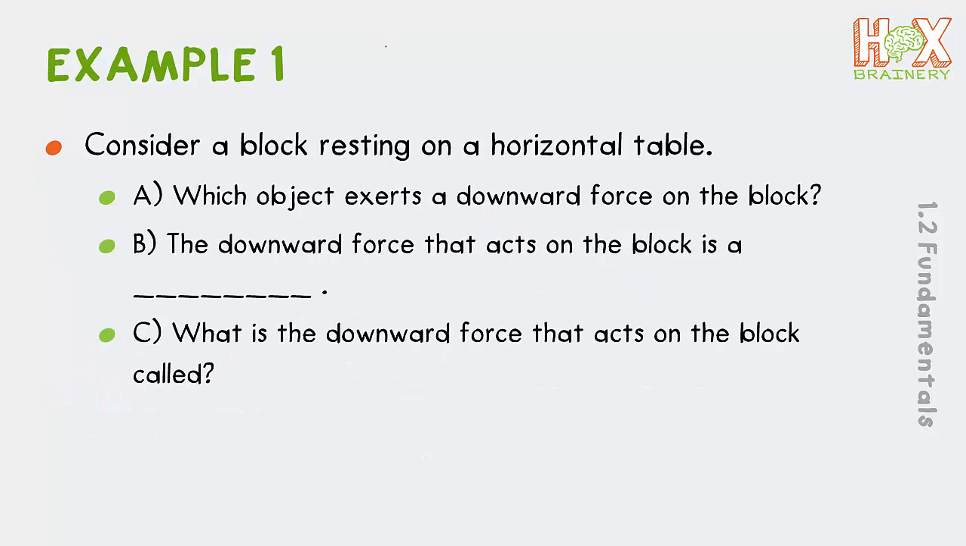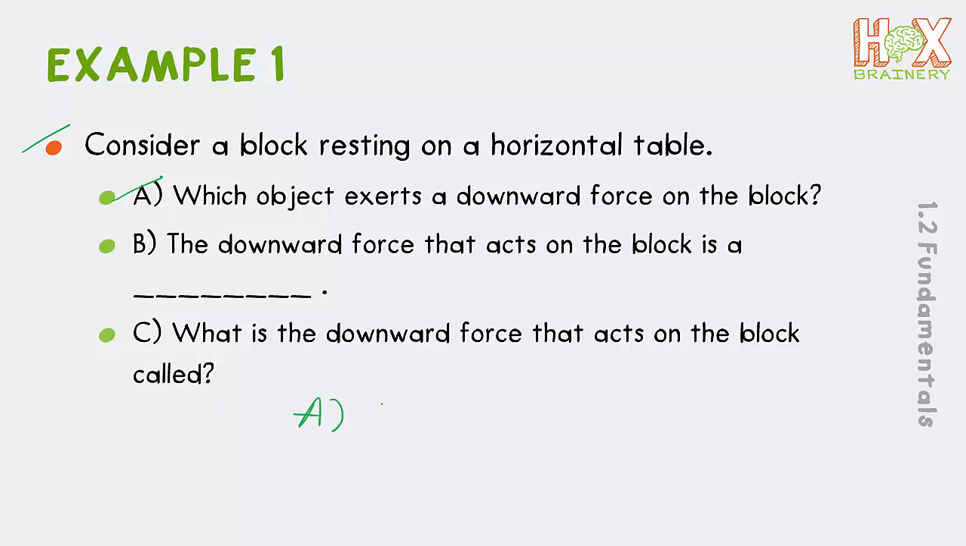In this section, we went over the 4 basic quantities, a few simplifications, and Newton's laws. So now I want to go over a couple of quick examples just to test our knowledge and make sure that we're comprehending this information well. For example 1, we want to consider a block that's resting on a horizontal table. For part A, which object exerts a downward force on the block? Would this be the book itself, the earth, or the surface of the table?